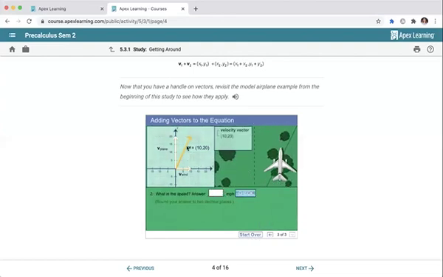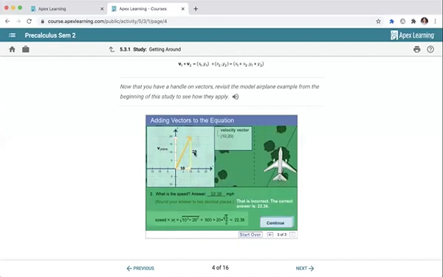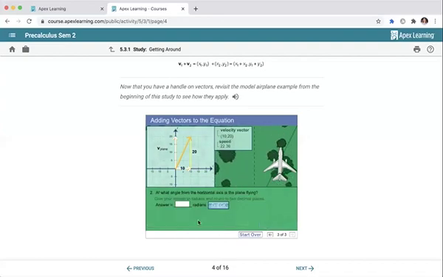In order to do our speed, we're going to take the square root of our a squared plus our b squared here. So 10 squared plus 20 squared, we're left with approximately 22.36.